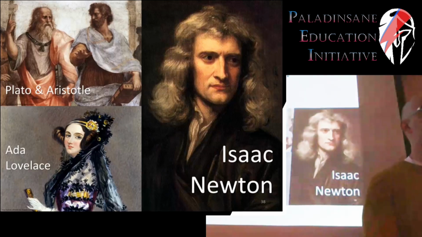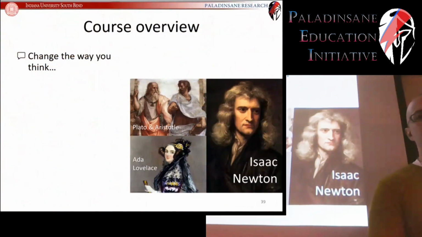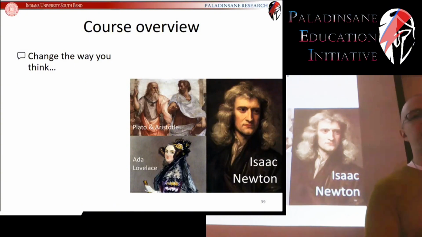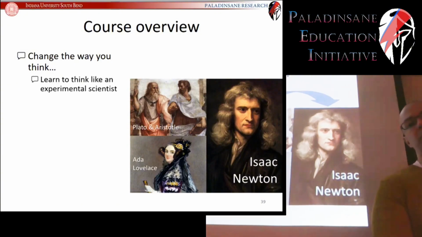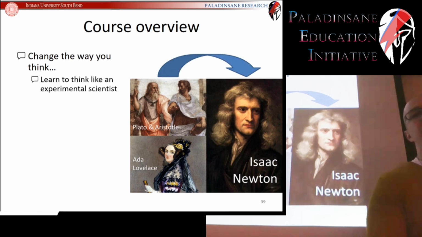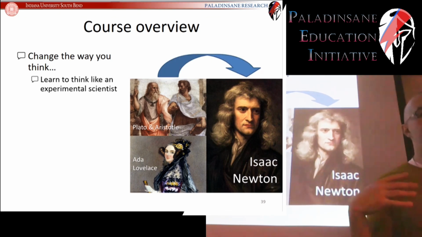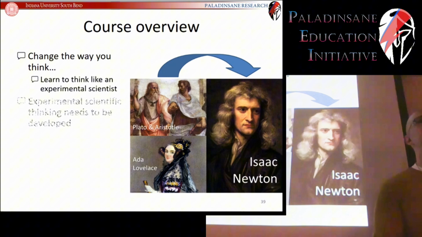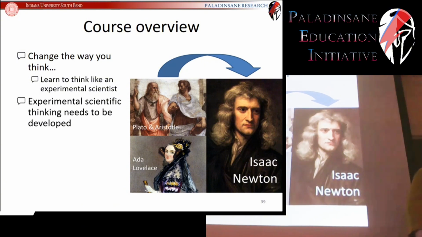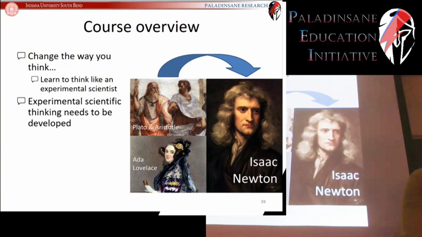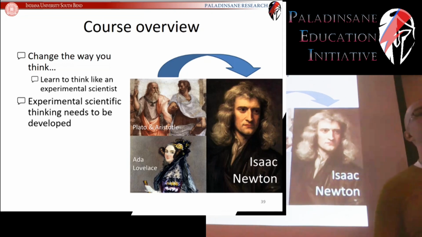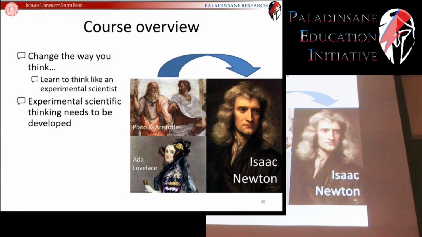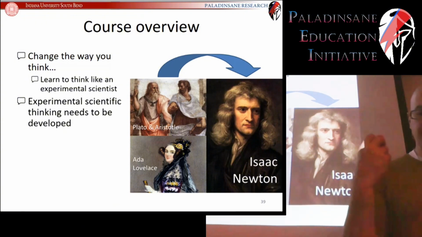So this course, again, is going to give you new tools. It's going to change the way that you think. You're going to learn how to think like an experimental scientist. So you're going to go from being Plato or Aristotle, and you're going to become Isaac Newton. And this is something that needs to be developed. So experimental thinking, experimental procedures, these are skills that are not intuitive. These are things that people don't naturally develop on their own. So they need to be developed. They need to be taught.